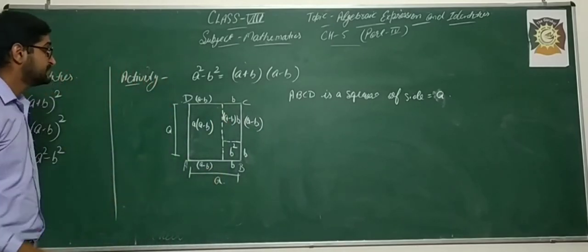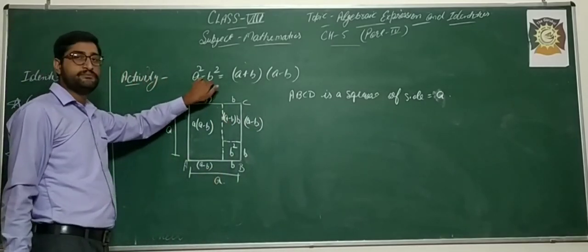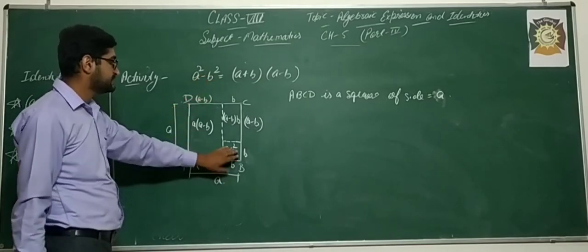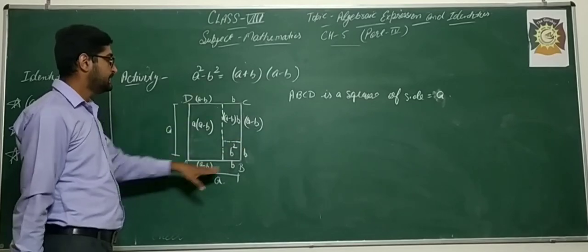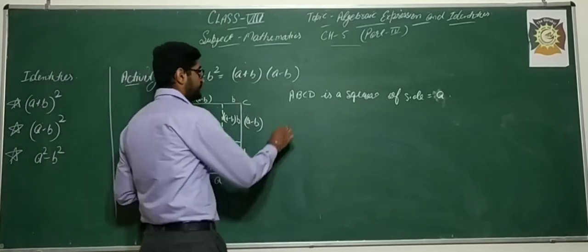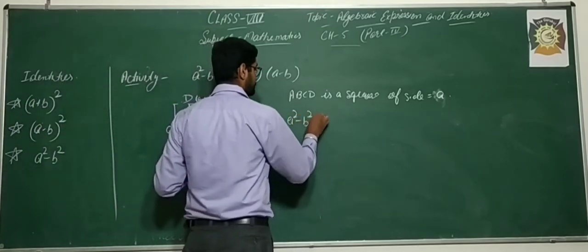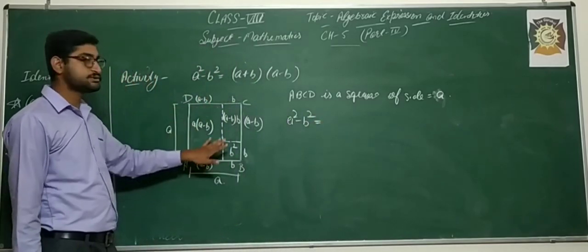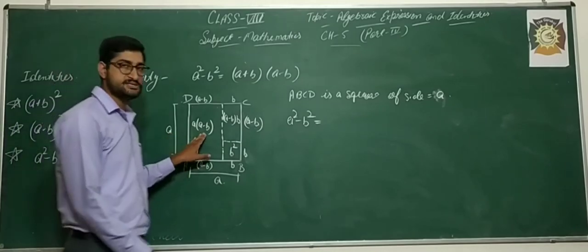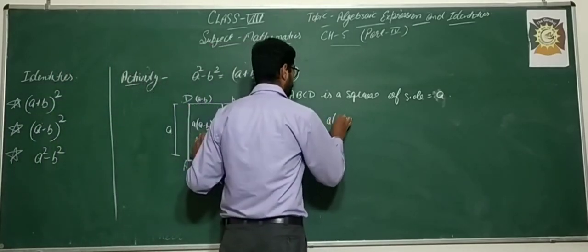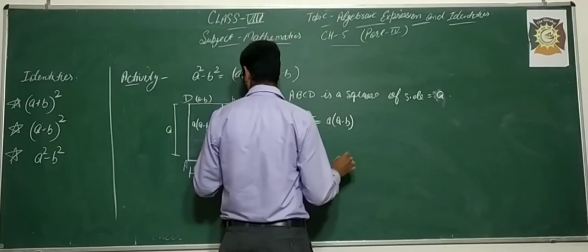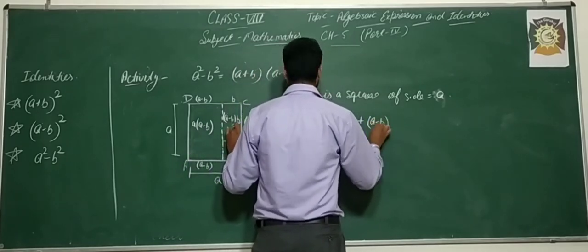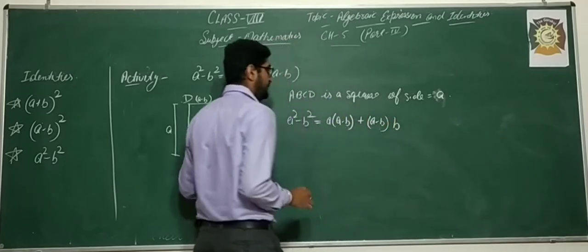Now the identity is A square minus B square. Now A square minus B square is what? It means we are subtracting this square from the complete square. So A square minus B square. See, when we subtract B square from the whole square, what will be left? This is A into A minus B plus A minus B into B. This is the left area.